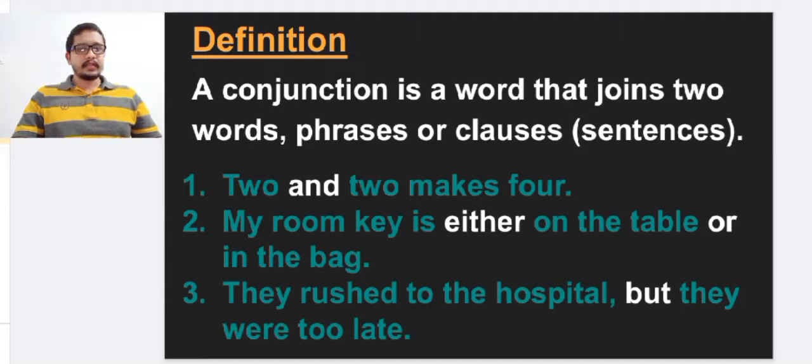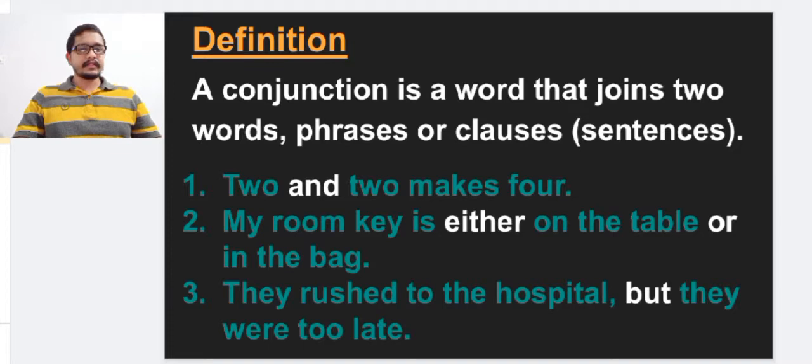Look at the third example. They rushed to the hospital but they were too late. Can you identify the conjunction here? Yes, it is 'but'. So we have to understand one important thing here. Here the conjunction 'but' is used to join two clauses.